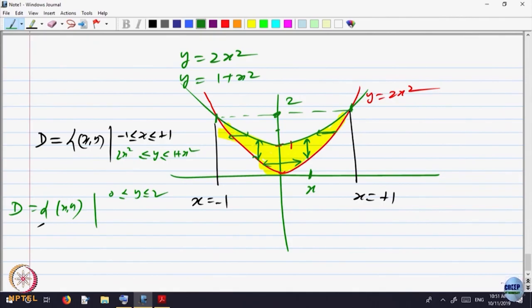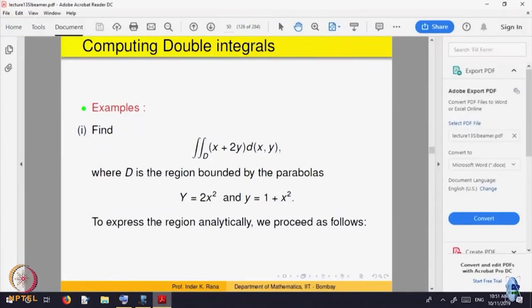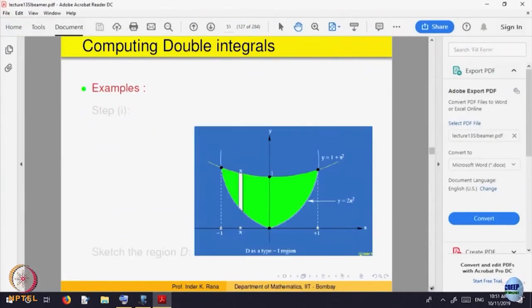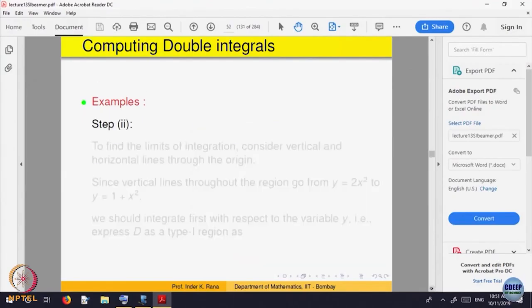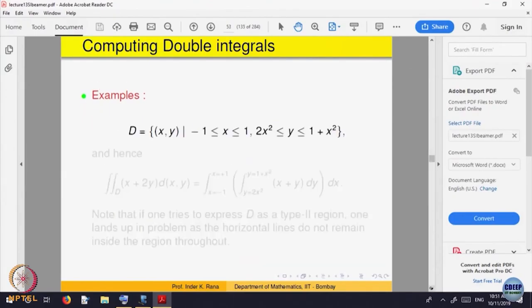So, it does not look like a nice idea to write this as a domain of type 2. You cannot, but you can, if you like, try to cut it up into many pieces and do it. So, when you want to integrate over such a domain, you should decide to write the domain as type 1 and use that to calculate the integral. So, that choice we will have to make, okay. So, you define, okay. So, all this is described here.